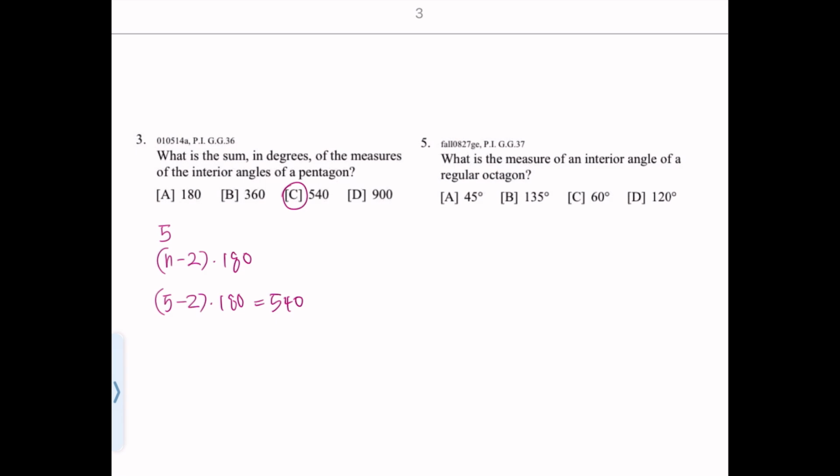What is the measure of an interior angle of a regular octagon? We know that an octagon has 8 sides, and to find the measure of one interior angle, we first need to find the sum of all the interior angles. So we can just do 8 minus 2 times 180, which is equal to 1080. And to find one interior angle, we take the sum and divide it by the number of sides. So 1080 divided by 8 is equal to 135. So the answer is B.